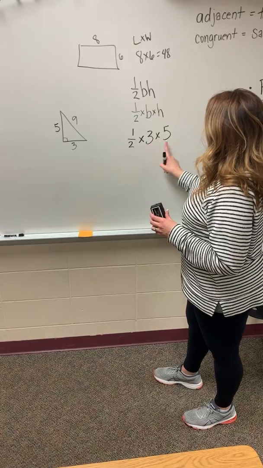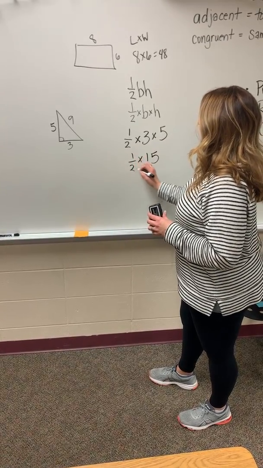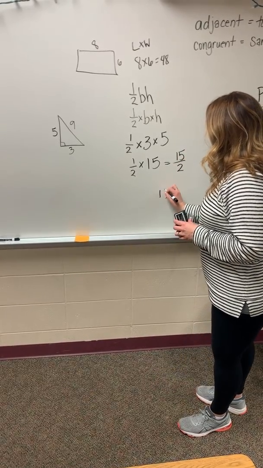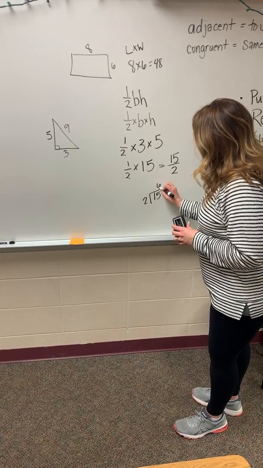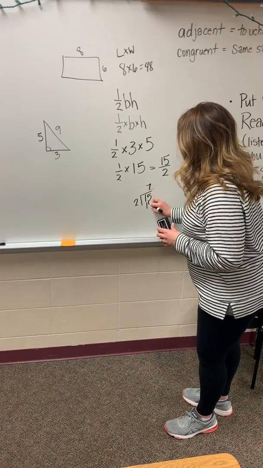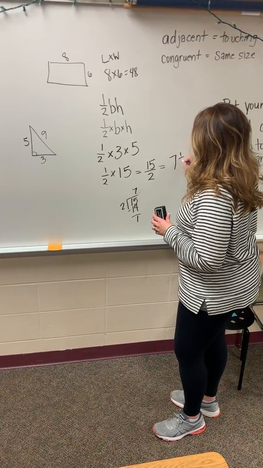And again, I'm going to do the 3 times 5 first. That gives me 15 times 1/2, 15 over 2. In this case, I will do the long division. Oh, maybe I should get it right though. So our answer is now 7 1/2.